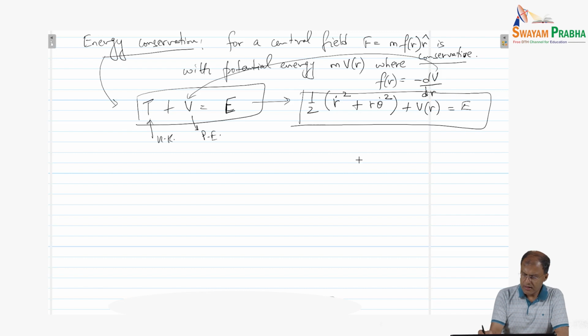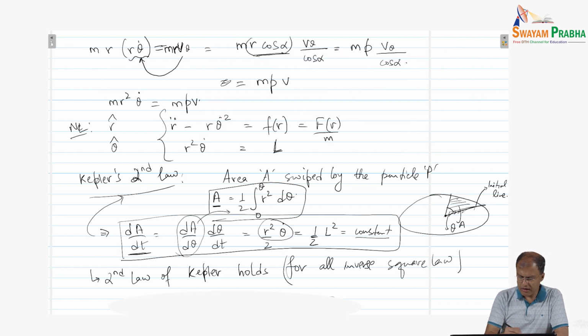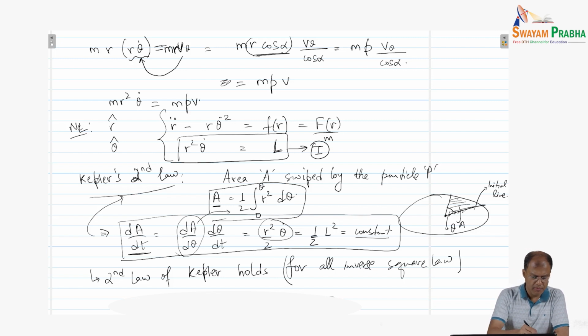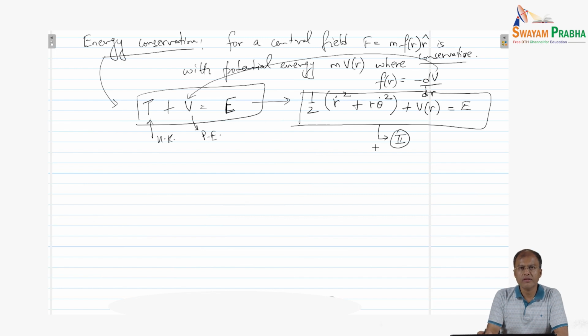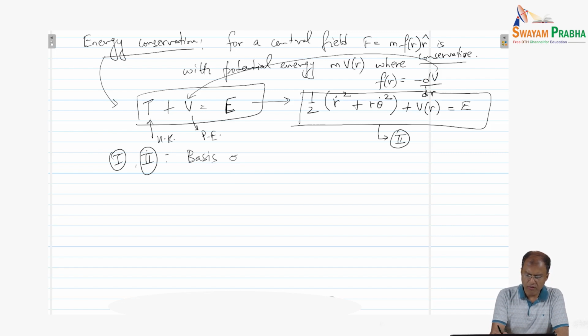So let me call this equation number 2, and my equation number 1 was the conservation of angular momentum. My equation 2 is the conservation of energy. So 1 and 2 are what we are going to use to describe our planetary motion. This is the basis of orbital motion.